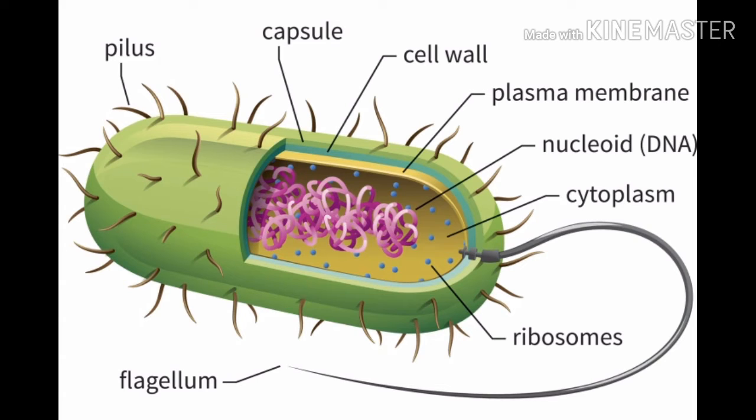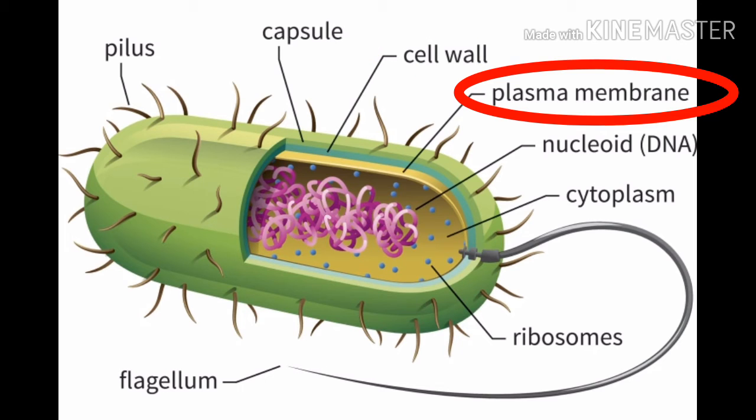Next we have the cell wall. The function of the cell wall is to prevent the cell from bursting, and it gives the bacteria its shape. It's made of a substance called murein, which is a peptidoglycan. Now, this peptidoglycan is made up of a combination of polysaccharides and proteins.